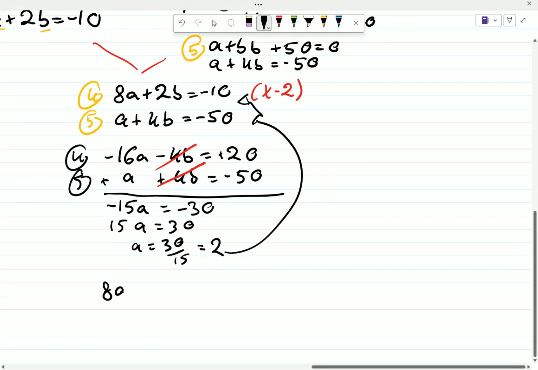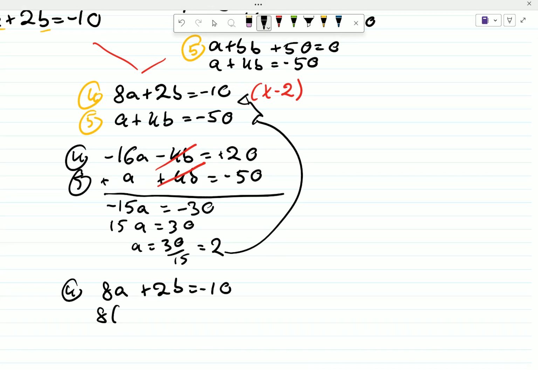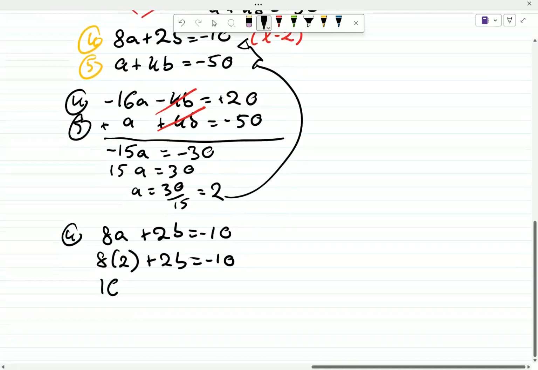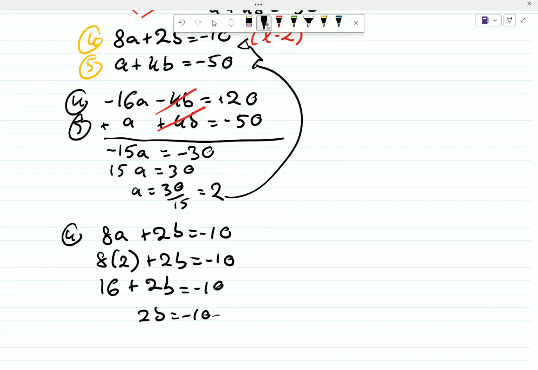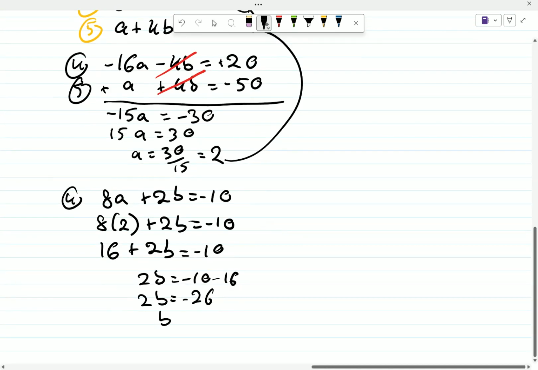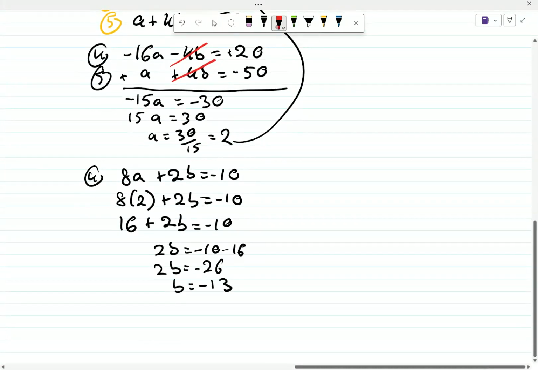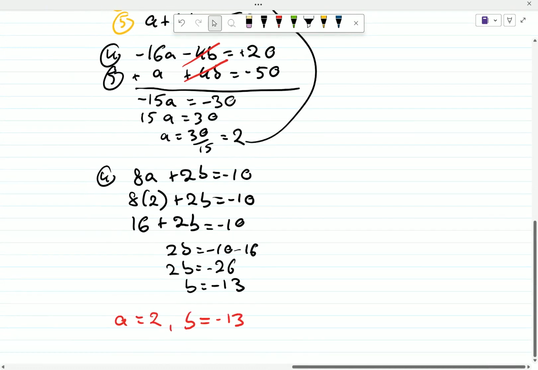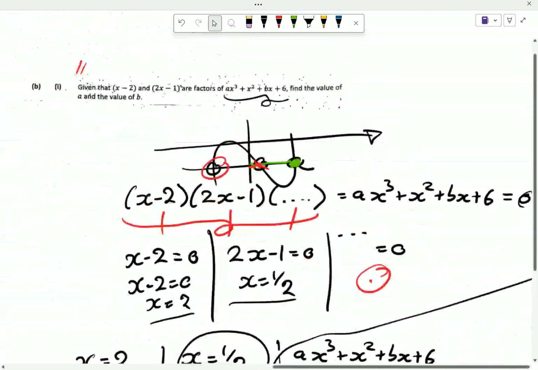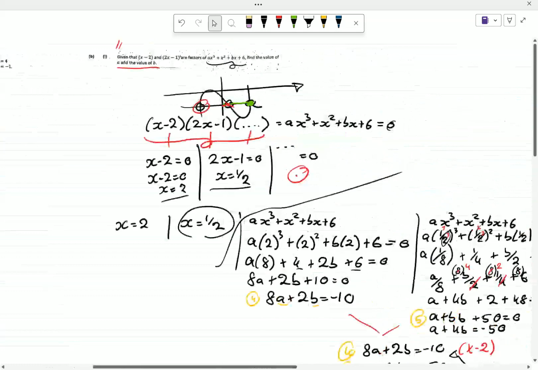This one's probably easier. Equation 4. Rewrite equation 4. 8a plus 2b equals minus 10. Sub in our value for a. 8 times 2 plus 2b equals minus 10. 16 plus 2b equals minus 10. 2b equals minus 10 minus 16. 2b equals minus 26. b equals minus 13. So we have a equal to 2, b equal to minus 13. Those are our answers. Find the values of a and b, and then we're done.